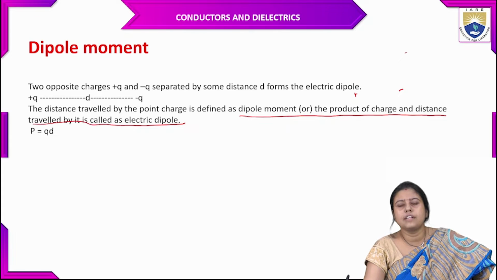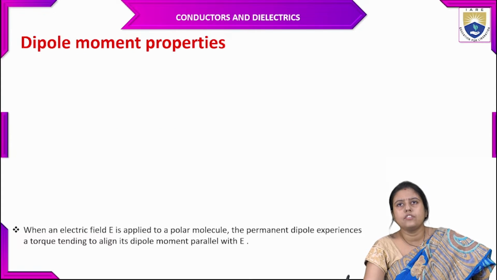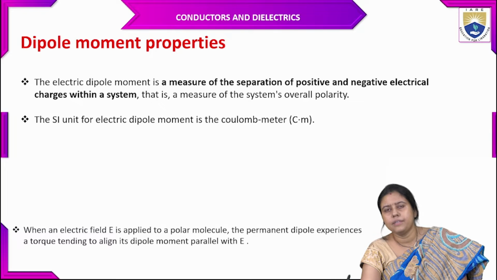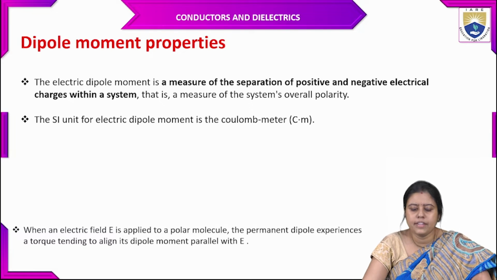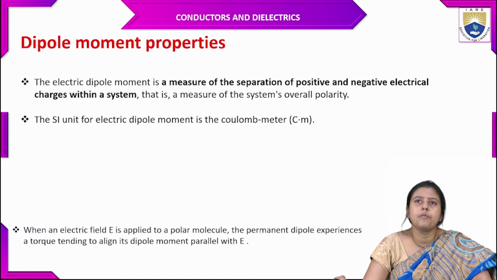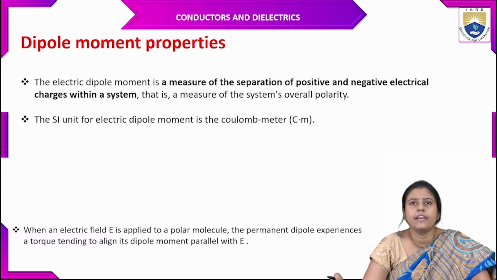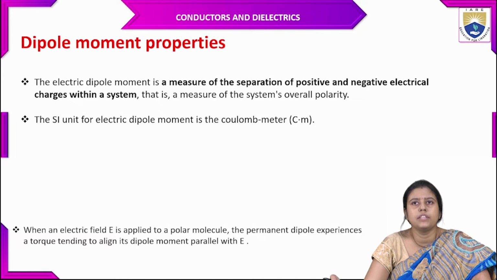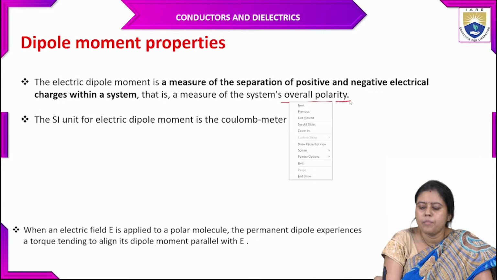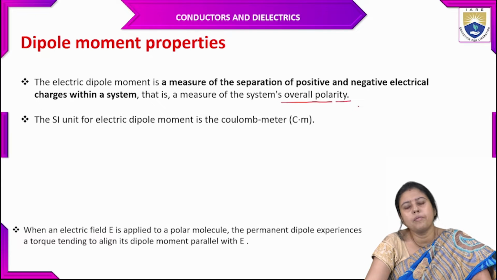So now we will discuss the properties of the dipole moment. The first property is that the electric dipole moment is a measure of the separation of positive and negative electrical charges within a system, a measure of the system's overall polarity. So what is dipole moment?